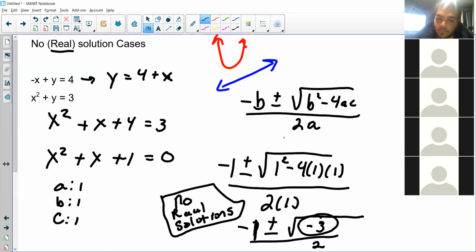Can you stay on this slide for just one more second? Yeah, of course. And any other questions you could take it. Again, the reason you know it's no real solution is because that negative inside the square root would cause an imaginary number.